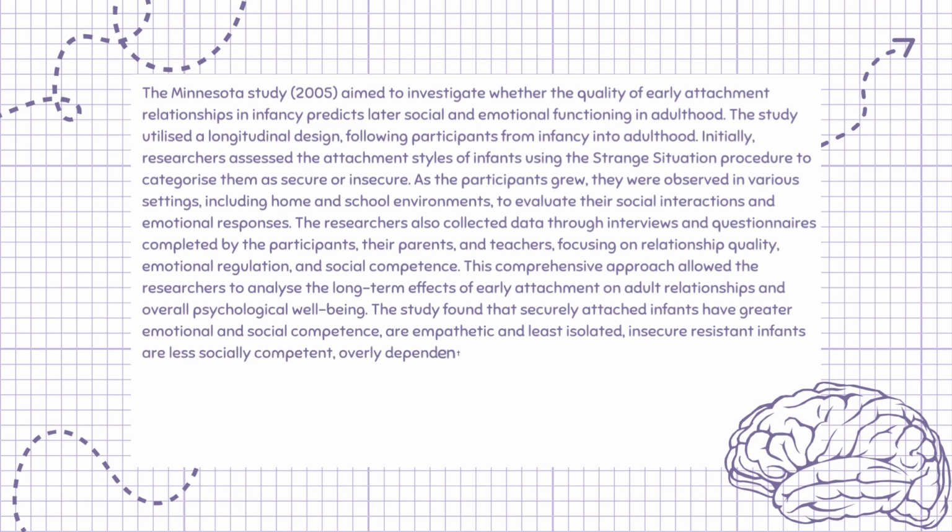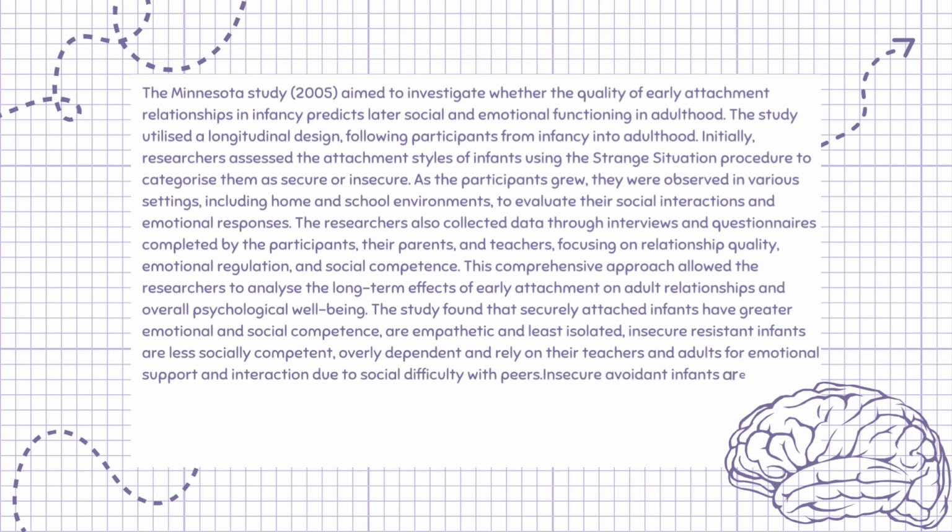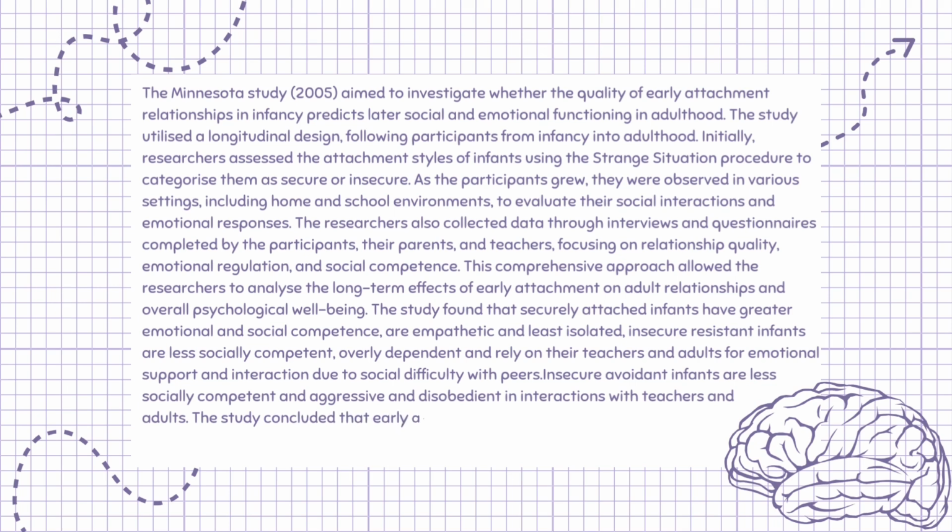The study found that securely attached infants have greater emotional and social competence, are empathetic and least isolated. Insecure resistant infants are less socially competent, overly dependent, and rely on their teachers and adults for emotional support and interaction due to social difficulty with peers. Insecure avoidant infants are less socially competent and aggressive and disobedient in interactions with teachers and adults. The study concluded that early attachment experiences can significantly influence social and emotional outcomes in adulthood.